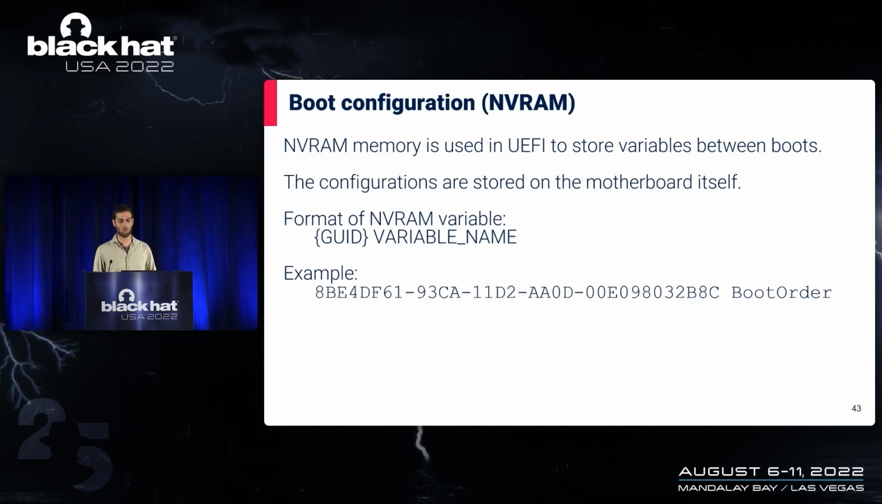So the NVRAM contains a configuration of the UEFI. These configurations are not stored on the hard disk, but on a chip on the motherboard. This memory is shared between the operating system, Windows, and the UEFI itself. In order to access an NVRAM variable, we need to know its GUID, unique identifier, and its name.